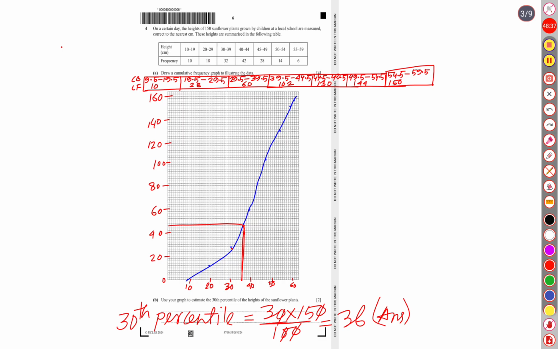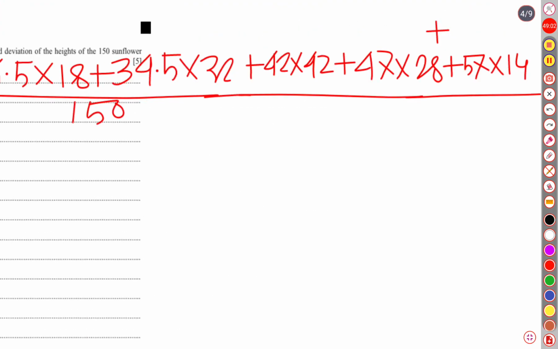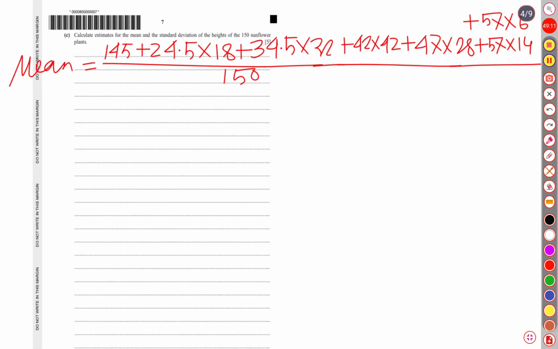The final class width was 55 and 59. So it is 114. That means it is going to 57. 57 into 6. Now we will calculate this using our calculator. Equal to, let us use our calculator.